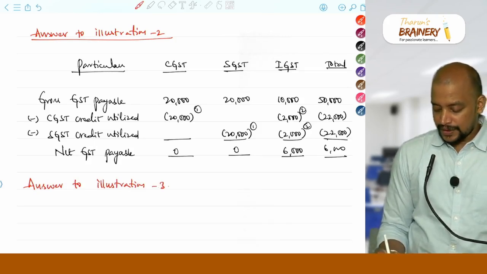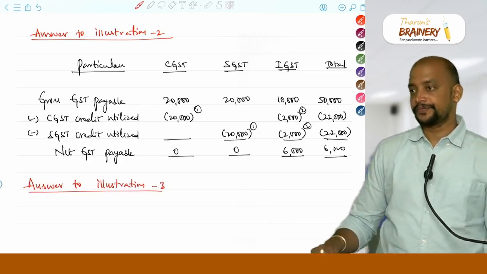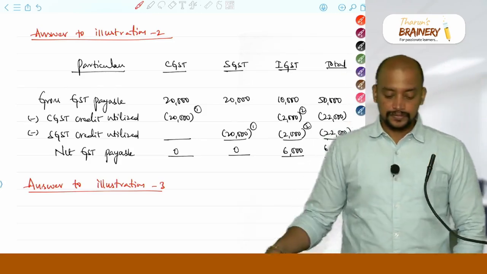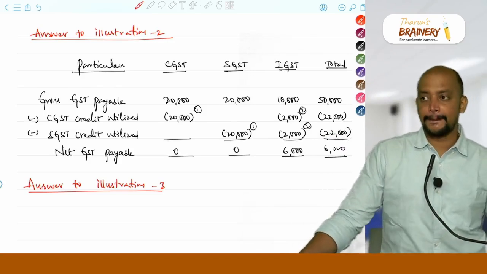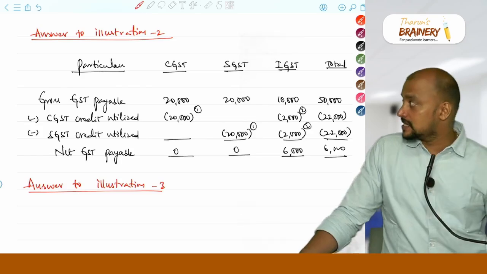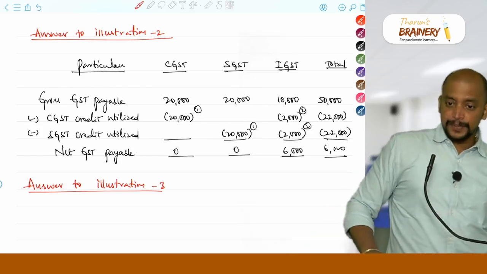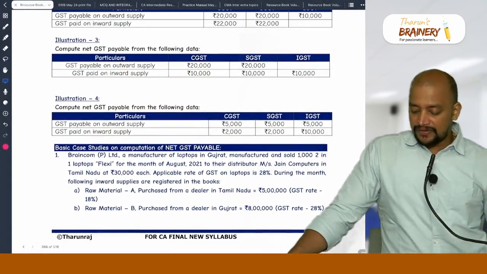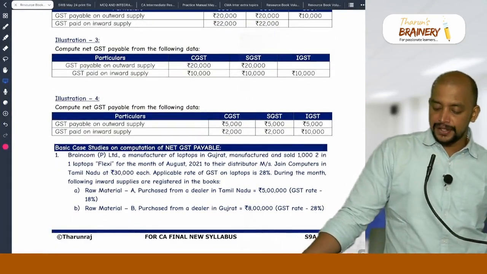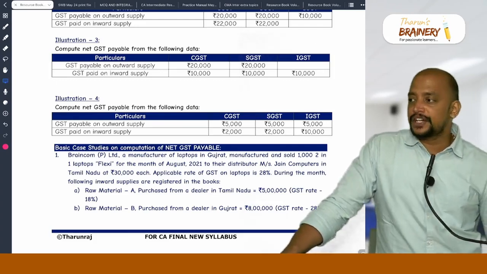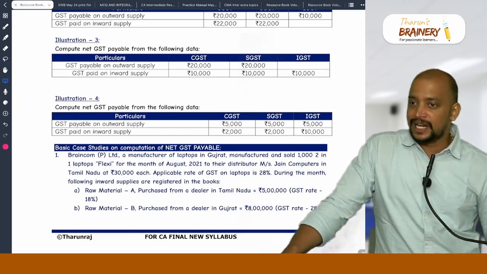So look into illustration 3. If you have done with this, look into illustration 3. In illustration 3, compute the net GST payable from the following data: 20,000, 20,000, GST paid on inward supply 10, 10 and 10. So which credit do we need to exhaust first? We don't have IGST liability, so only IGST credit is there. So IGST credit we need to utilize first.